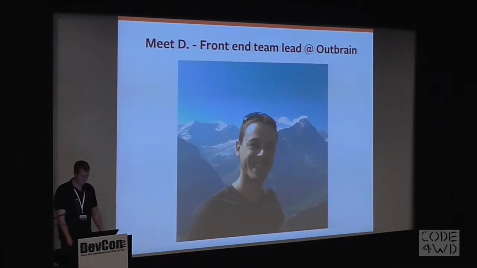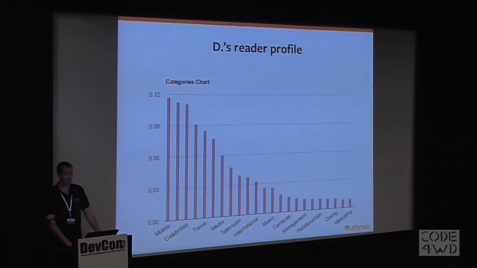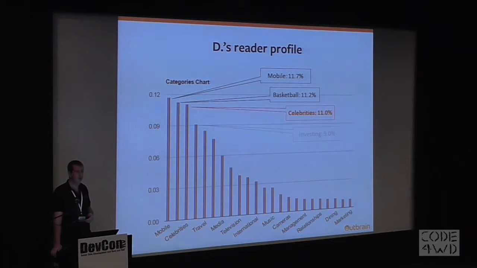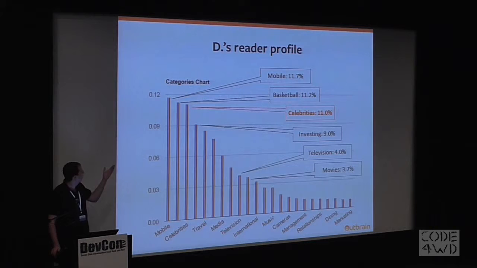With D. D is a front-end team lead at Outbrain. And we have the ability, based on these visits to pages all around the web, to understand what kind of content D likes to consume. So, for example, you can see that D likes to read content about mobile and basketball and celebrities and investing and television. And basically, we can see the distribution of categories of articles that D is reading.